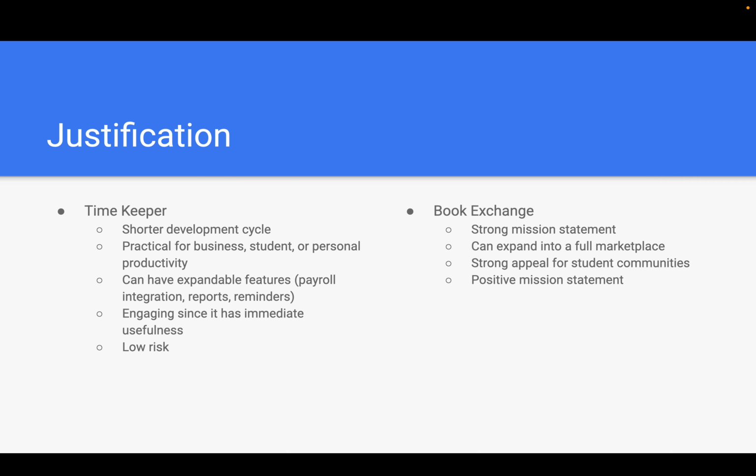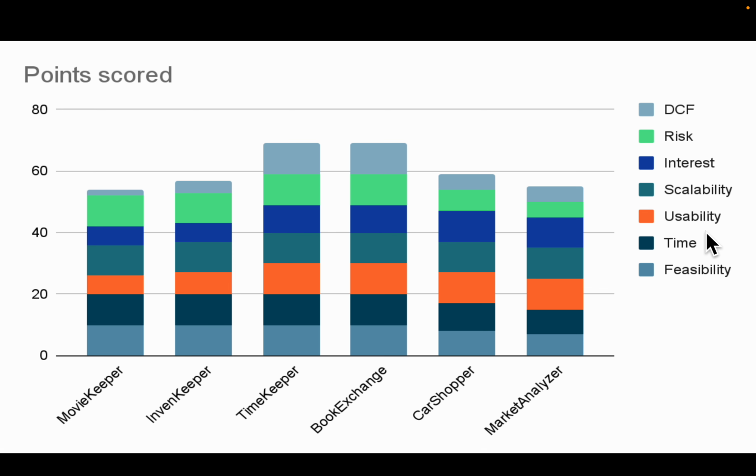The Book Exchange program, on the other hand, had a very strong mission statement and the ability to expand into a fuller marketplace. It also had a strong appeal for us since we're students and it's based for student communities. We also came up with a visual helper to see how we voted the different programs. As you can see, we have feasibility on the bottom, time, usability, scalability, interest, risk, and our DCF values. You can see a tie between the Timekeeper and the Book Exchange. I think it scored 10 on all of them.